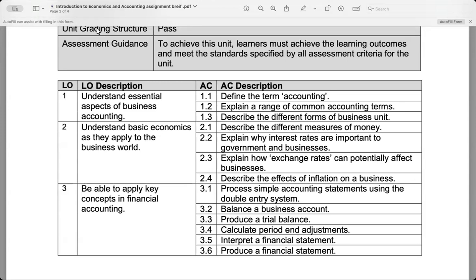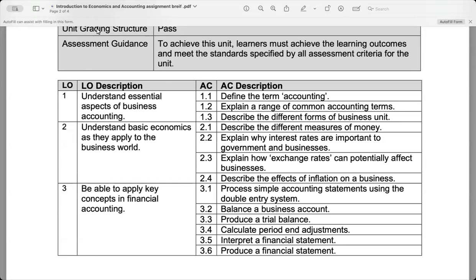Okay, in our second lecture, we shifted our focus to economics and its impact on businesses. We examined different measures of money, M0 to M4, and understood how each category represents a varying degree of liquidity and accessibility in an economy.